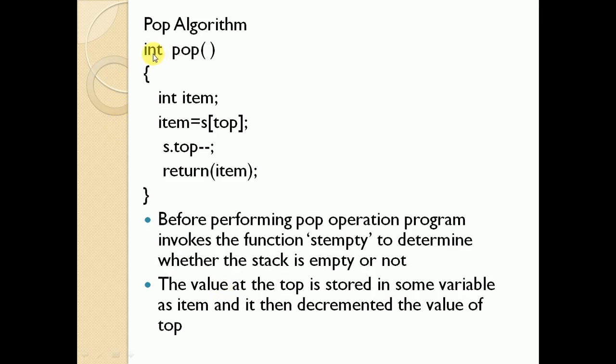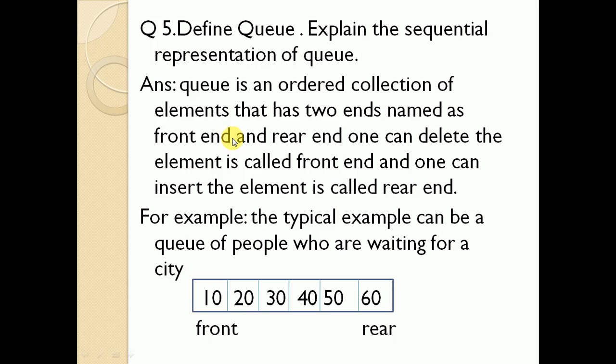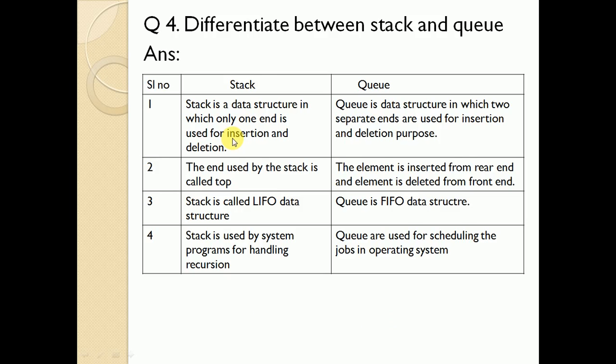Next we'll see the pop algorithm. int pop: the return type is integer, and we are not passing any argument to the function. Here we have taken an integer item. Item is equal to s of top. First we point to which item we need to read, and we always read the item where the top is pointing, and then decrement the top by 1.